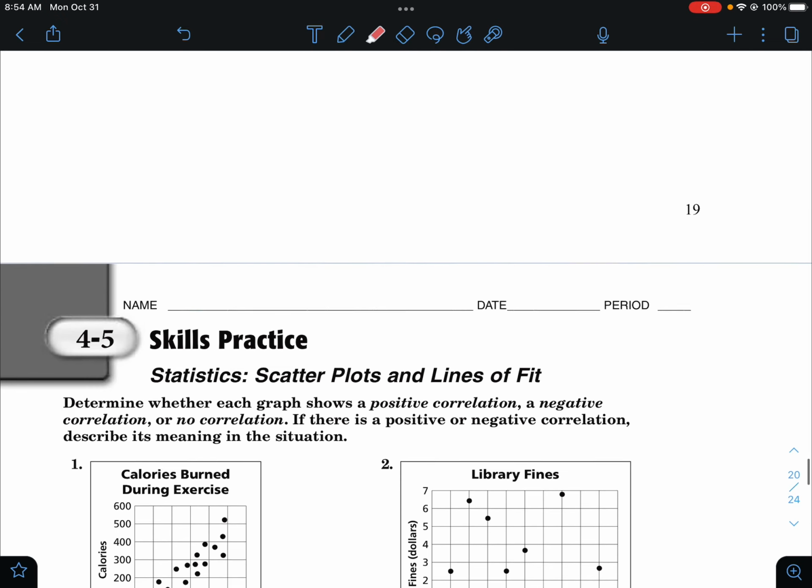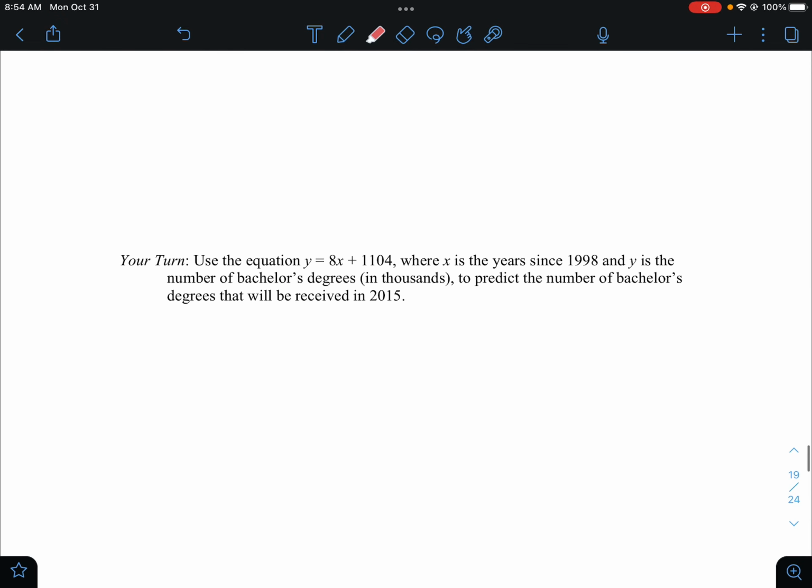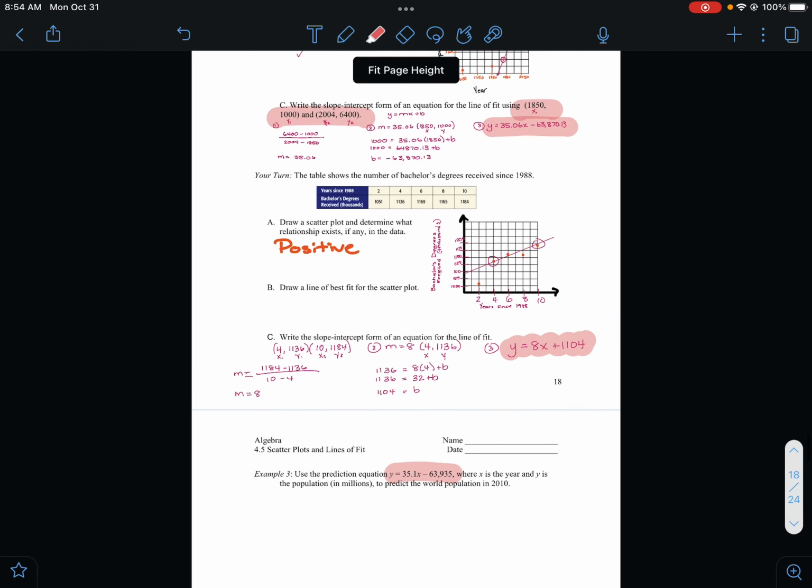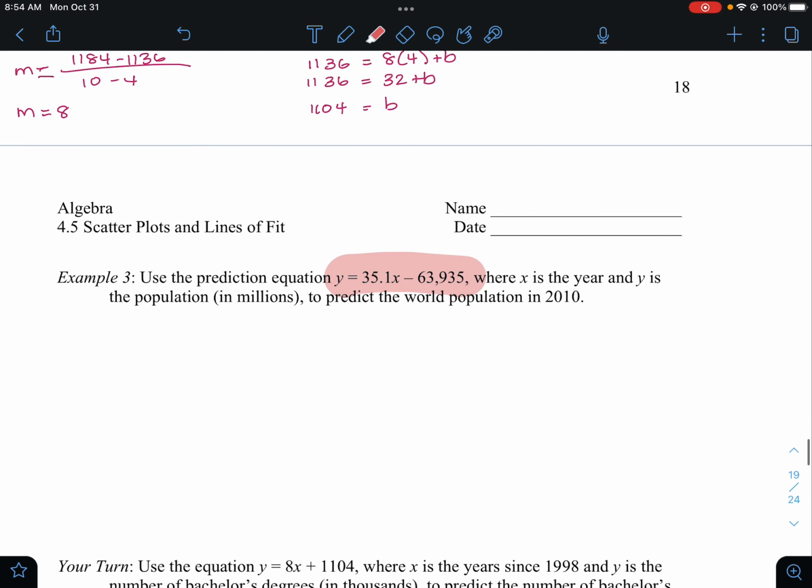All right, so the last part here is going to be us using equations. And look, this equation here is very similar to what we got on the first one. And it is our prediction equation. So we got 35.06. Yep. Wow, we have almost the exact same thing. So now they're saying, hey, here's this equation I want you to use where X is the year and Y is the population of millions. Use that to predict the world population in 2010.